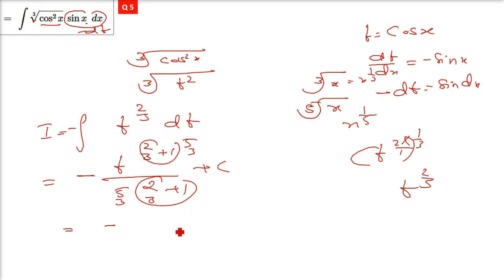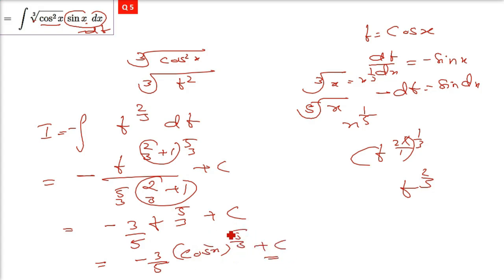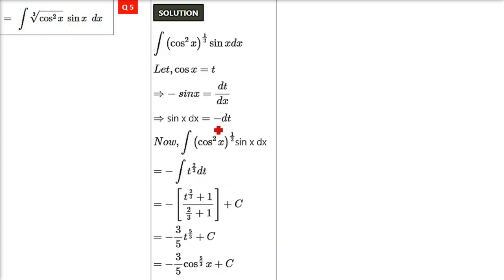And this also is 5 by 3. So t to the power 5 by 3, and what was divided by has now become 3 by 5, plus constant of integration. So minus 3 by 5. Now replace t by cos x. Cos x to the power 5 by 3 plus constant of integration. This is your result. So this is what we have discussed.